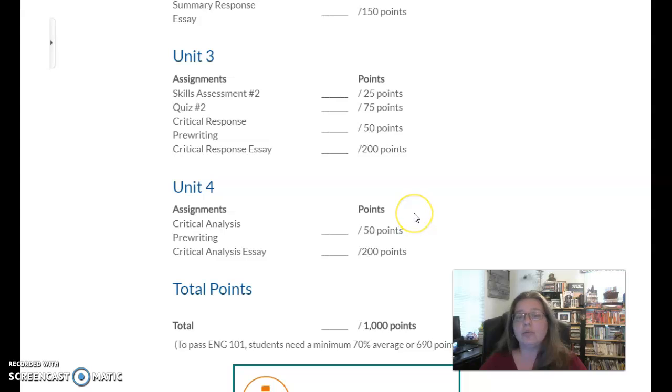And then Unit 4 is sort of the capstone paper of the course. It's a critical analysis along with its associated pre-writing activity.